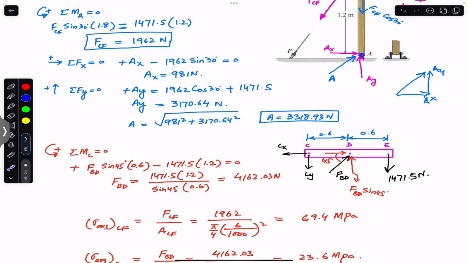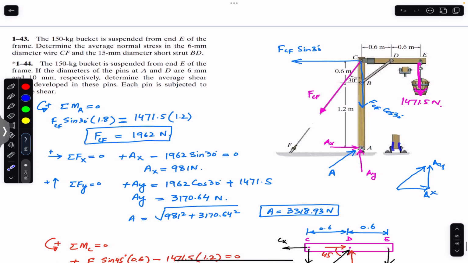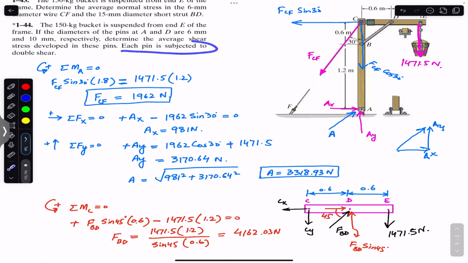And as you can see from the side diagram, this pin will be supporting shear forces at two cross sections, right? Because it is supported by these two brackets. So if there is a force, there will be two shear forces. So the problem says that each pin is subjected to double shear.